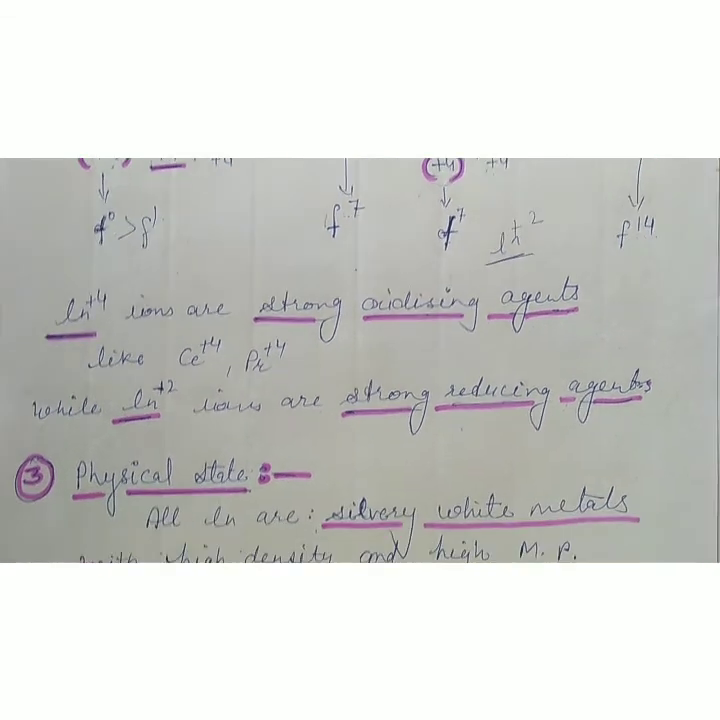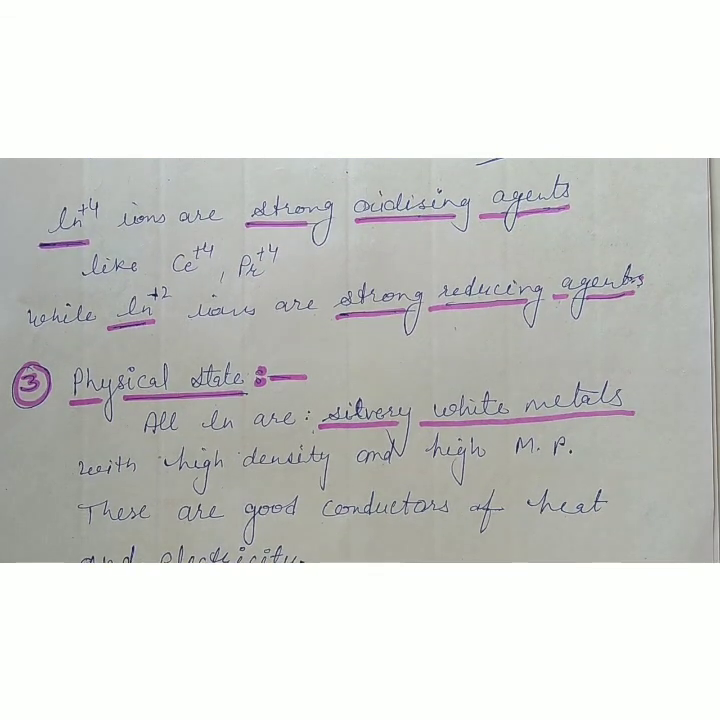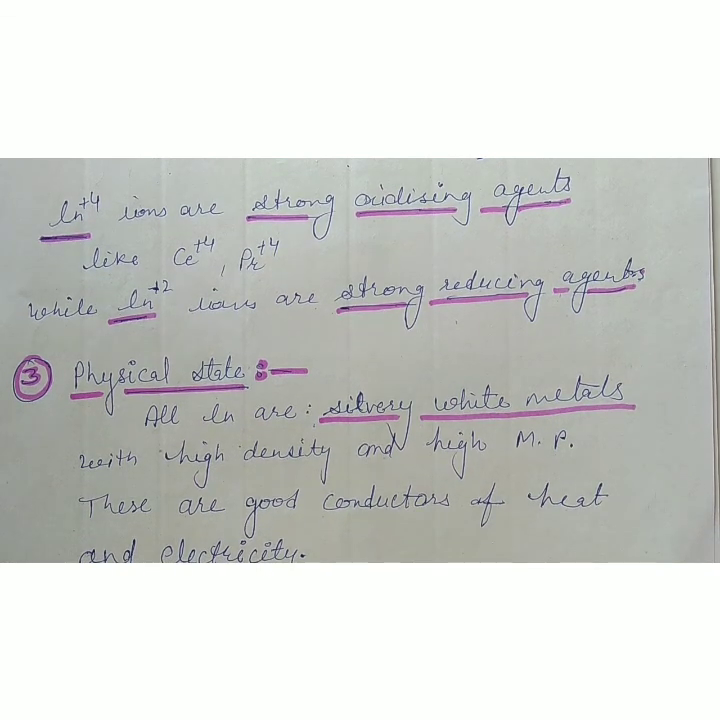Okay, the next is physical state. All the lanthanides are silvery metals. They look like silver, are very good conductors of heat and electricity, and have high density.